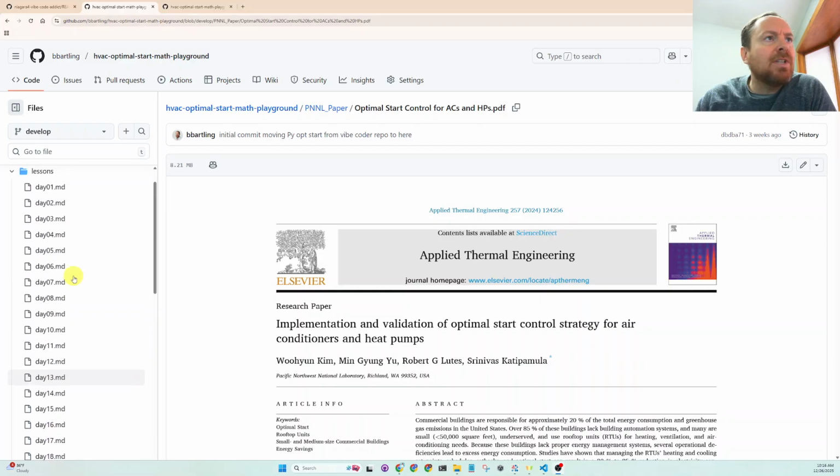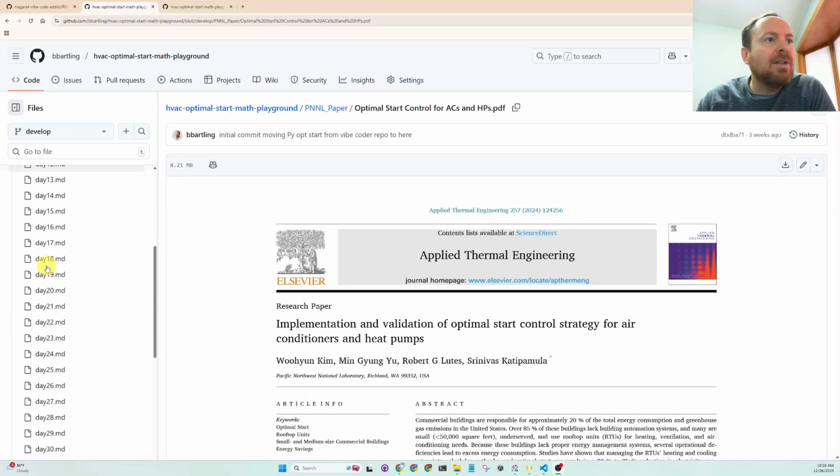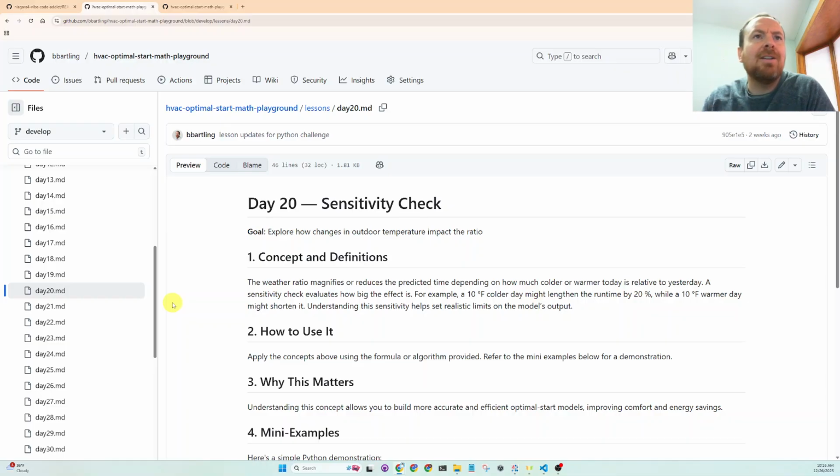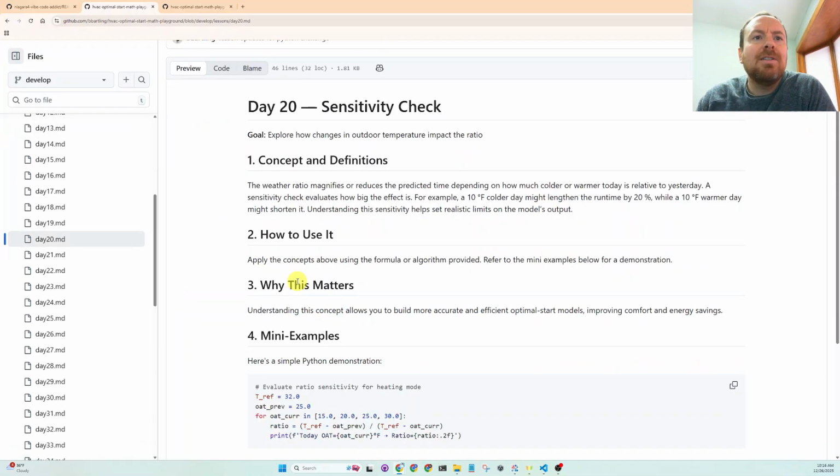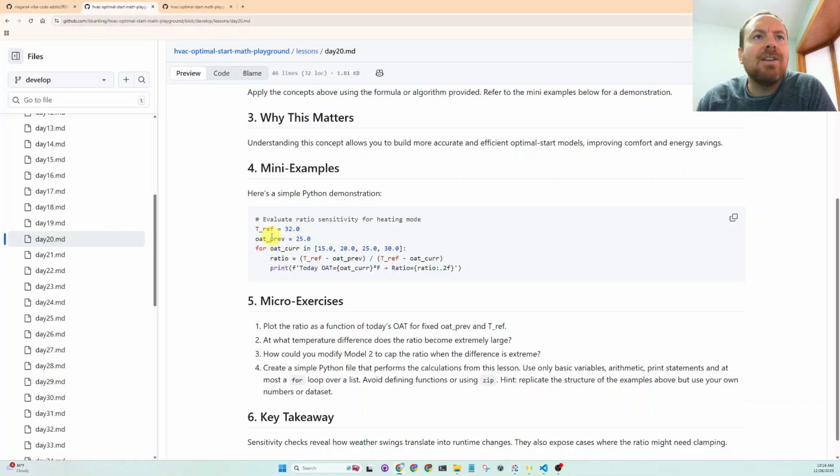So we were looking at linear models, and then we got into the quadratic model, and now we're up to a linear model that has a weather adjusted ratio, the PNNL model 2. And I actually wanted to look back on day 20, this sensitivity check. In the paper, they describe this T reference. This is in degrees Fahrenheit. There are also metric conversions too.